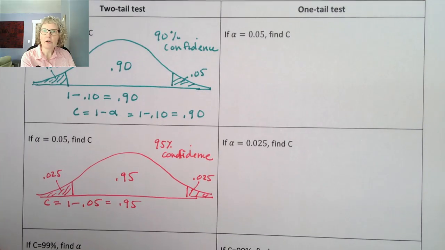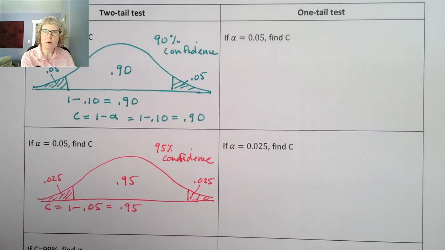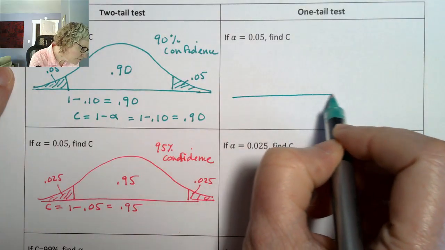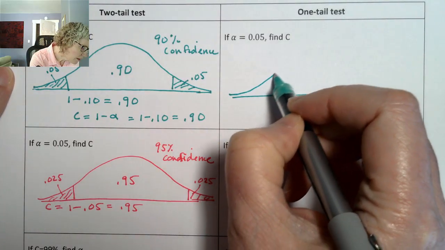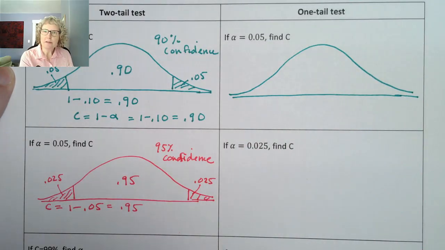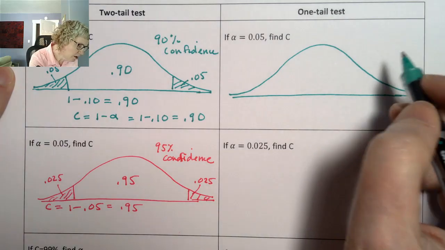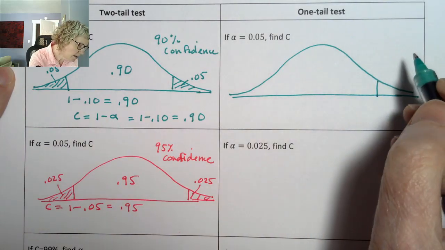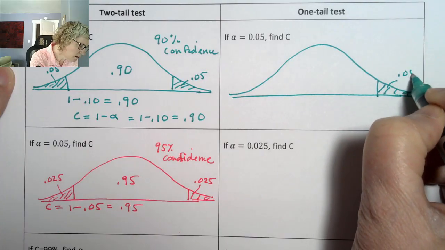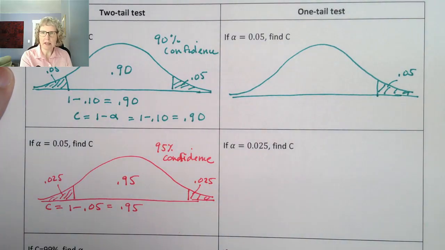Okay, so if alpha equals 0.05, find c, and now it's a one-tail. So let me draw my bell-shaped curve. Doesn't matter which side I draw it on. I'll just pick the right side. If alpha is 0.05, now this whole right tail is 0.05, instead of where I was cutting it in half before.